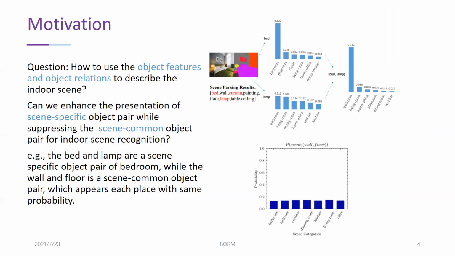Can we enhance the presentation of scene-specific object pairs while suppressing the scene-common object pairs for indoor scene recognition? As shown in the right part, the bed and lamp are a scene-specific object pair of the bedroom, while the wall and floor are a scene-common object pair, which appears in each place with the same probability.